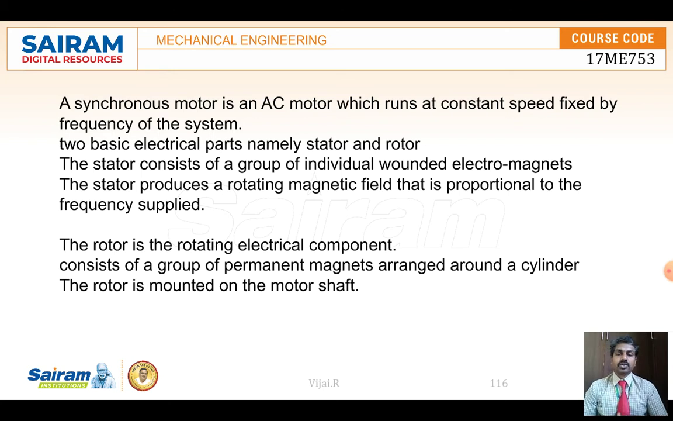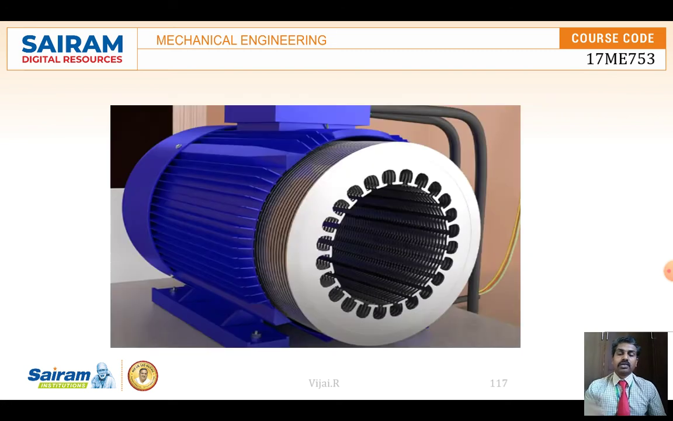Stators consist of a group of individual wound electromagnets. It produces the rotating magnetic field, proportional to the frequency of the current supply. And the rotor, what do you mean by rotor? Rotor is the center part, which is the rotating element, and it consists of permanent magnets arranged around a cylinder. Okay, the rotor is mounted on the motor shaft.